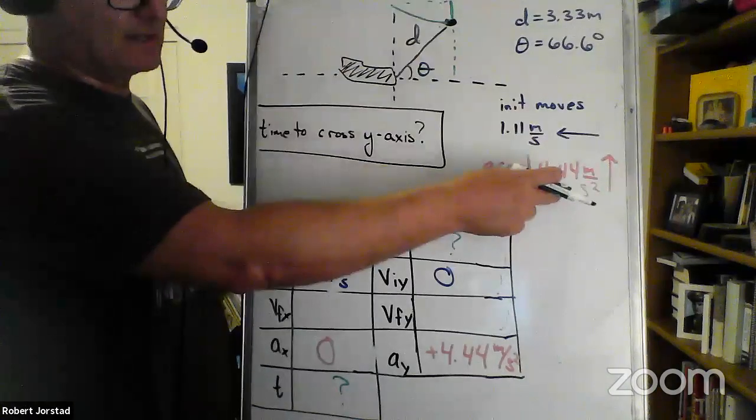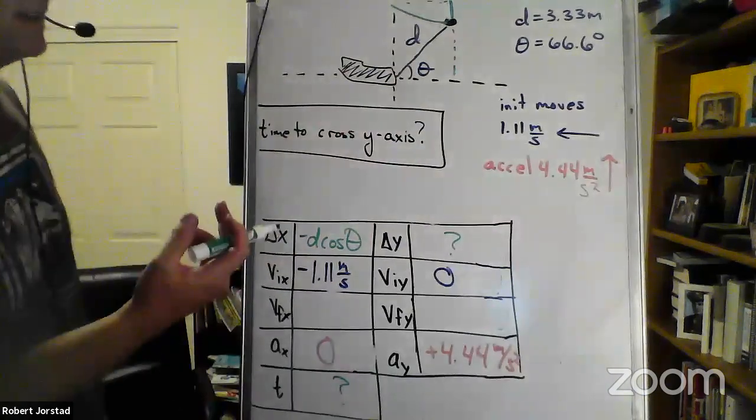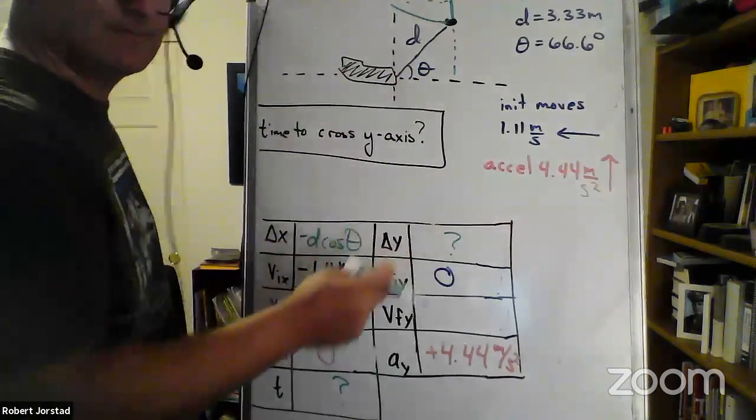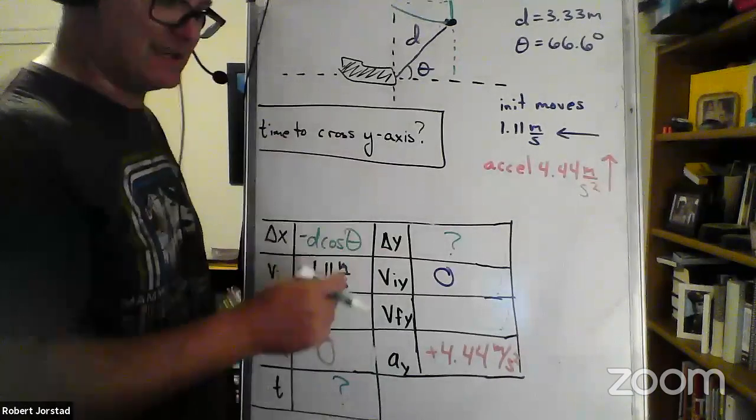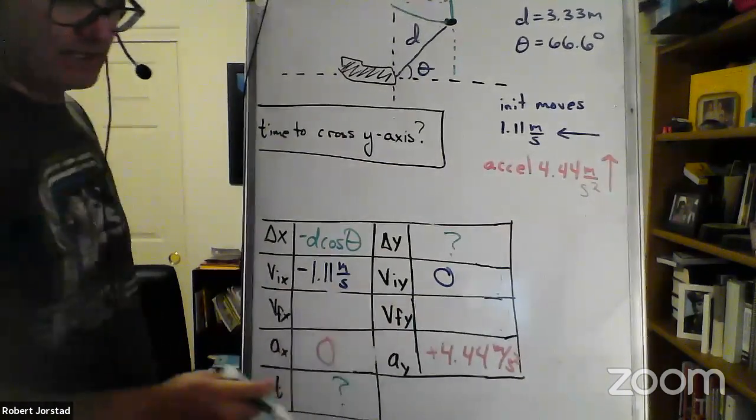Good point. I was asking for something like if this had a negative acceleration, I said time to hit the x-axis, you would have been right. But here, we don't know what this is. It's not d sine theta. All right. So how about v final y? Do we know that?